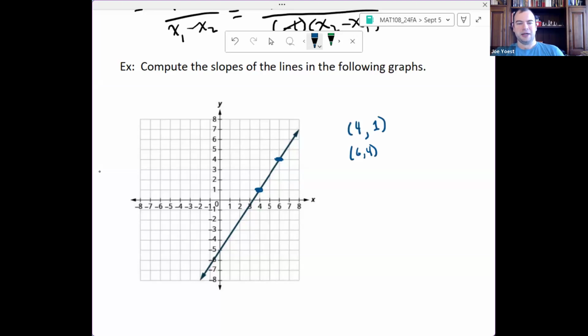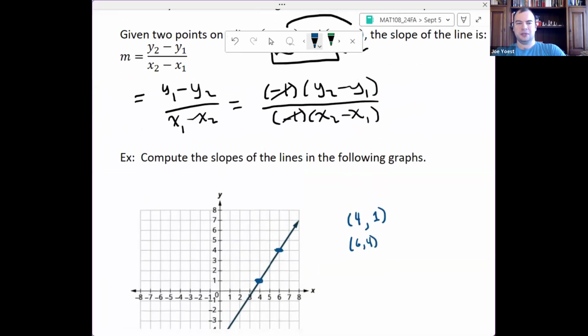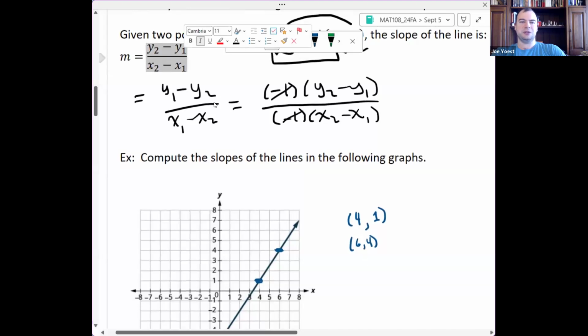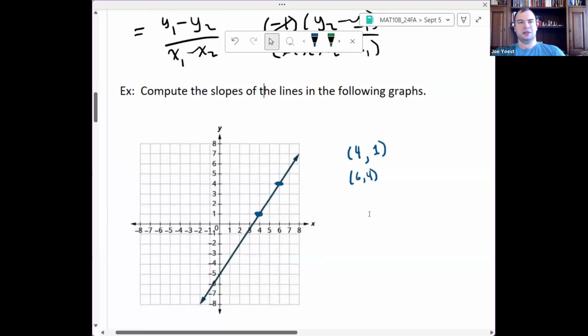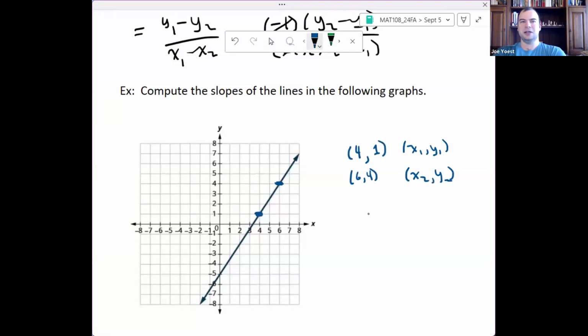Now, it doesn't much matter which one I choose to be point 1 and which one point 2. Up here, I'm going to do the 2's minus the 1's. I'm going to choose point 2 to be the one that's easier to subtract point 1 from. In other words, I'll consider this to be x2, y2, and this to be x1, y1, just because it makes my life a little easier. If you did it the other way, no big deal. But I'm doing this because if I do 6 minus 4, that's a positive number. 4 minus 1 is a positive number. That makes things a little easier.